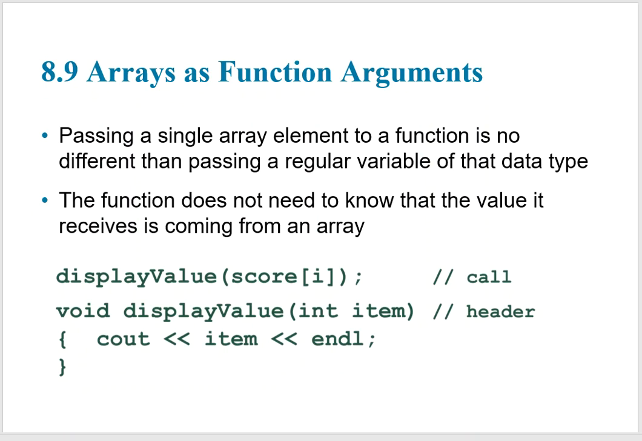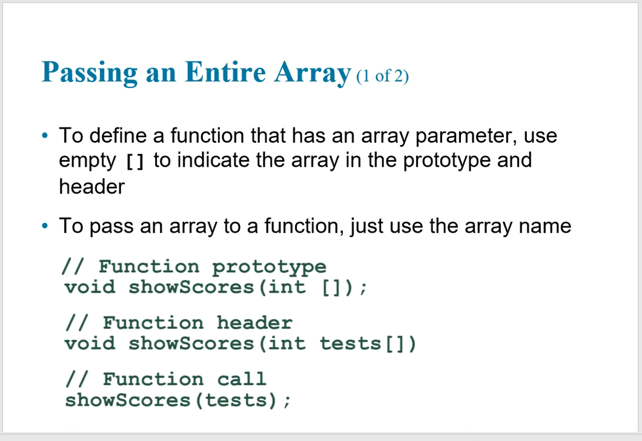So I'm showing you an example right now on my screen. This statement is an example of the function call, and this one is an example of the header, right? Moving forward, I have given you some examples on how you can pass an element into an array. Keep in mind that to define a function that has an array parameter, you have to use an empty flat brace to indicate the array in the prototype and the header.